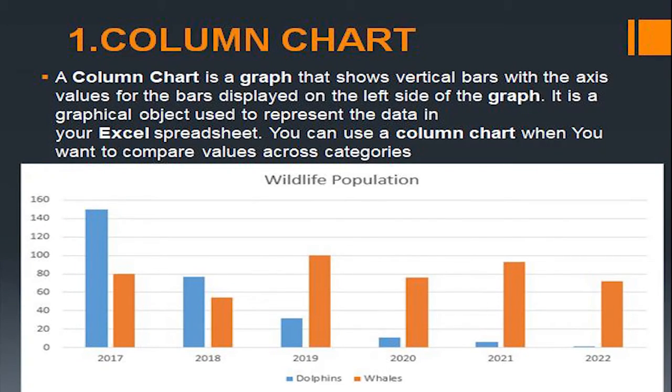This is the column chart example. Here you can see the wildlife population. I have taken this chart from 2017. Dolphins are almost 150 and whales are like 80. In this way we can see the column chart.